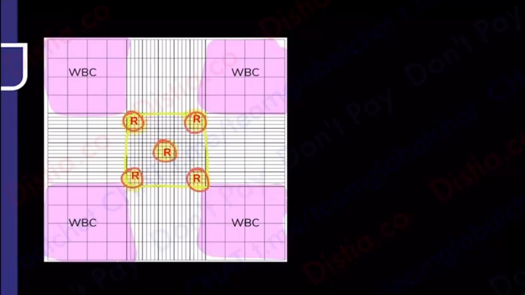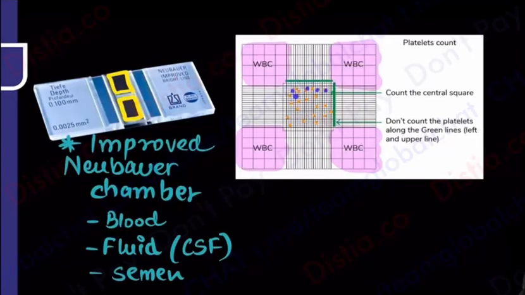What about the platelets? Platelets are also counted in the entire central area only. As you can see, this dot that was made, please note the platelets are also counted in the entire central area, but to avoid overlap, you are not going to count this area.